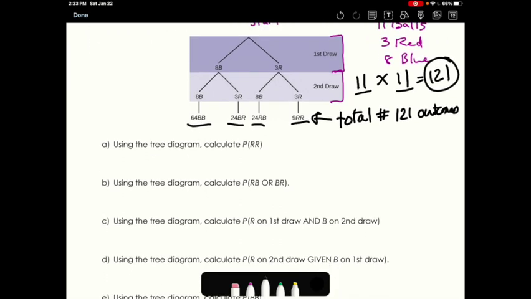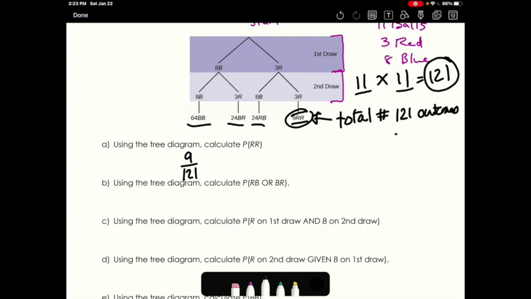Okay, so for part A, it says use the tree diagram to calculate the probability of getting a red and then getting another red. So RR means red on the first time, red on the second time. And we know from our tree diagram that there's 9 opportunities for that to happen out of a total of 121. So our probability on that is going to be 9 out of 121. And then, of course, if you want, you can put that in decimal form. That's totally up to you.